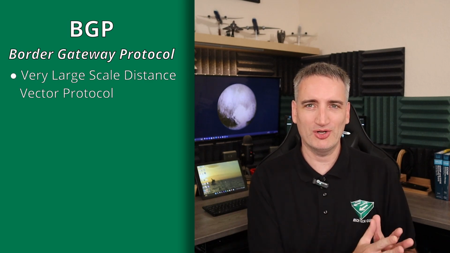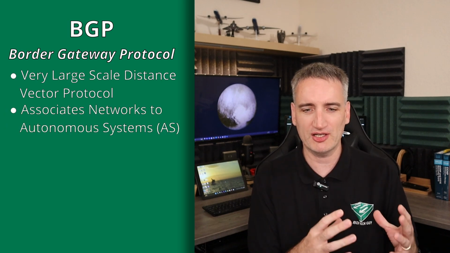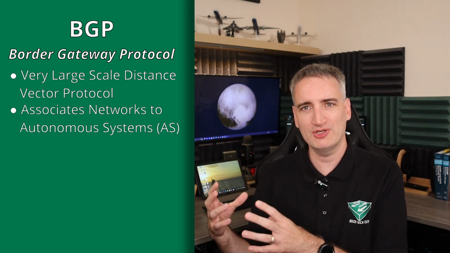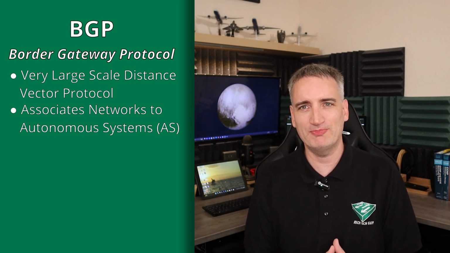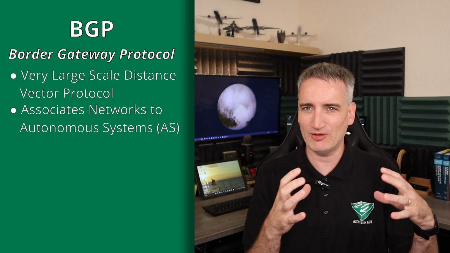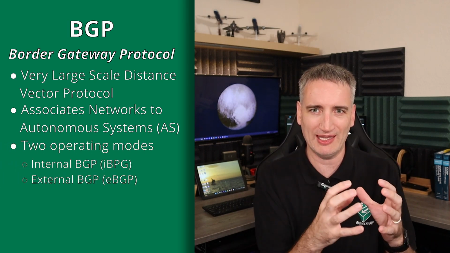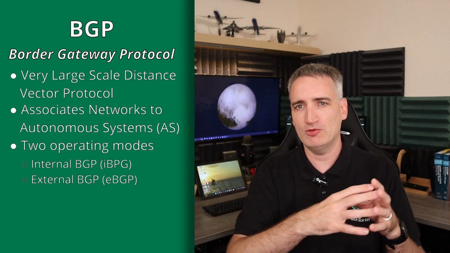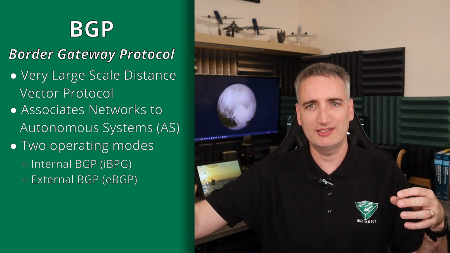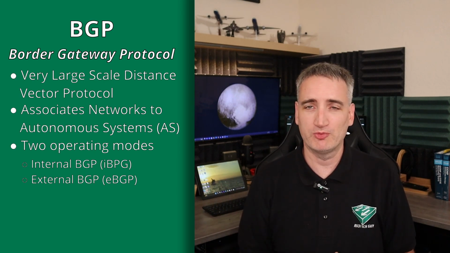So in short, the way BGP works is it associates what are called autonomous system numbers to networks. And there's a lot of nuance and complexity to BGP, but the way it operates is you've got iBGP, which is within an autonomous system network, and then you have eBGP, which is autonomous system to different autonomous systems. BGP really would require its own video.